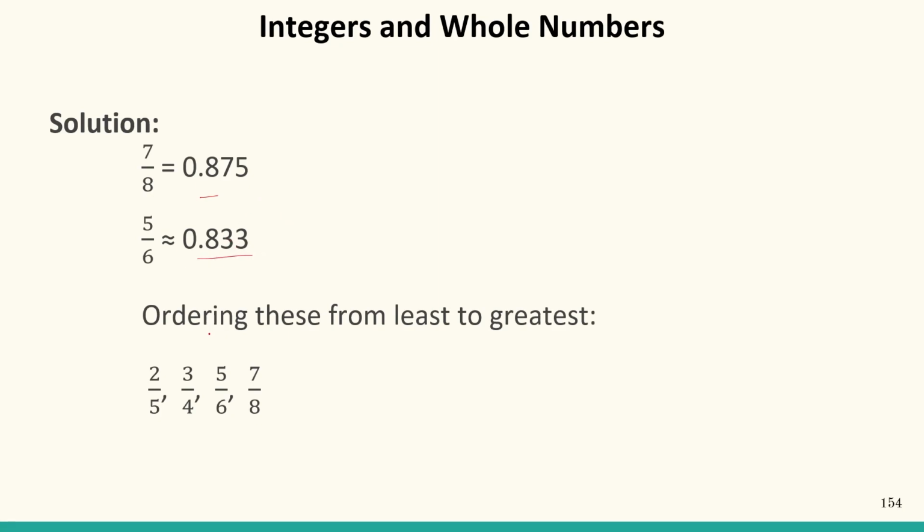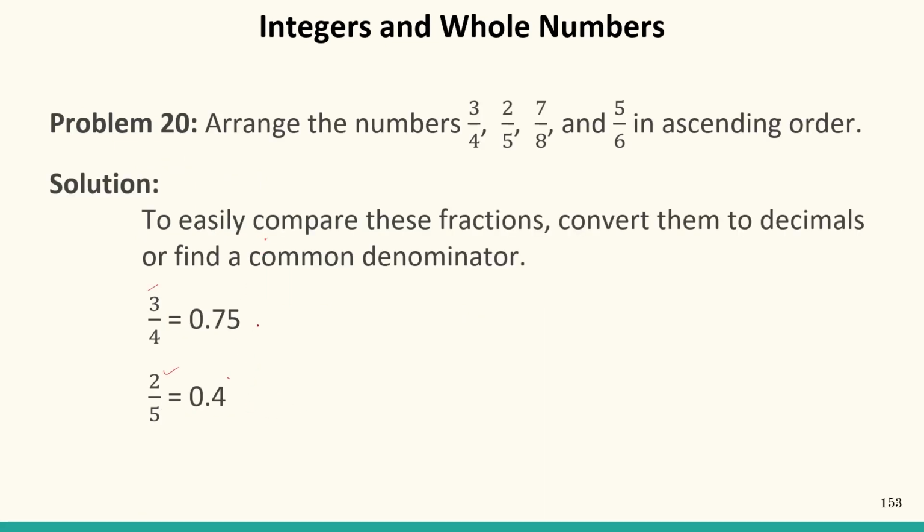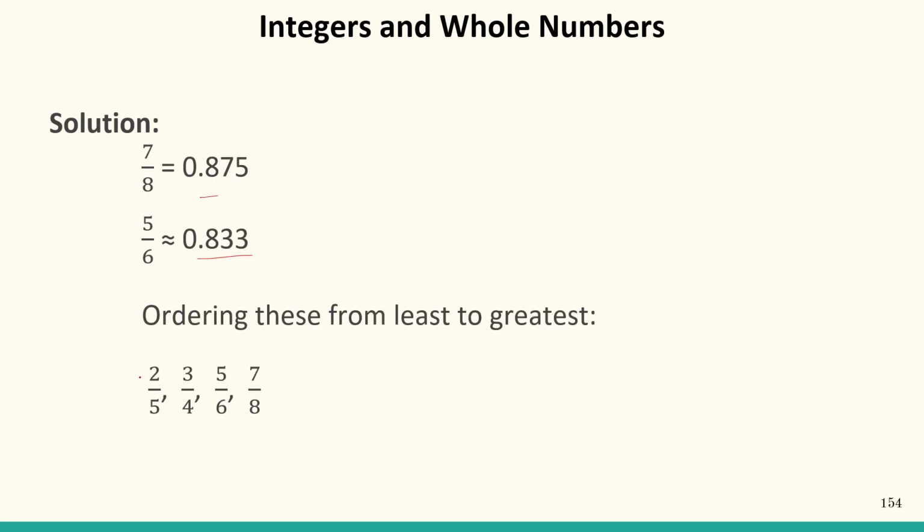So in ascending order, that is from the smallest one to the largest one, this will be the largest one. This will be the largest one, and this will be the second largest one. And this will be the third largest one. And this will be the first one. Okay, so 2 by 5, 3 by 4, 5 by 6 and 7 by 8 are the perfect ascending order for that sequence of numbers.